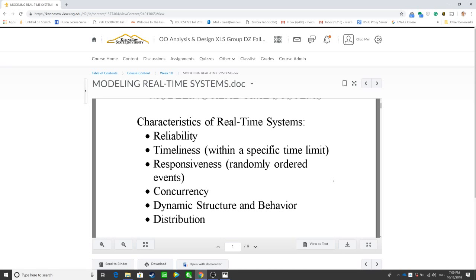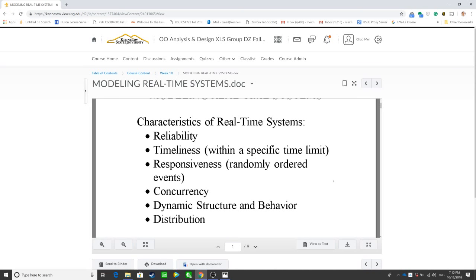Responsiveness means randomly ordered events. Maybe you hailed a taxi here before it arrives. Maybe another person hailed a taxi there. If you two are doing a carpool, the system does a calculation for you and says, okay, you have this carpool option which will save you like $20 for your ticket, something like that. Okay, concurrency, and dynamic structure and behavior. And sometimes it's a distributed system.